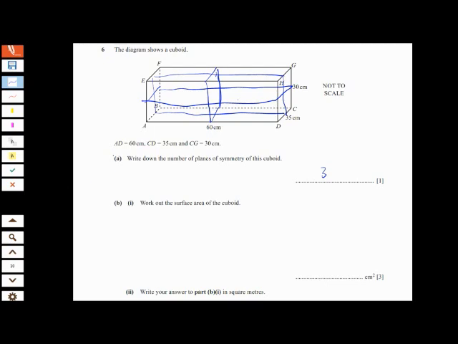Now work out the surface area of the cuboid. So basically, the surface area of the cuboid is this side plus this side plus the upper side. There are 2 of these, and 2 of these, and 2 of these. So it's 2 times the first one, which is 60 times 30, plus 2 times the second one, which is 35 times 30, plus the last one, which is 2 times 35 times 60.